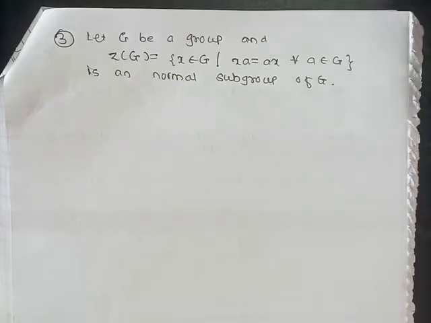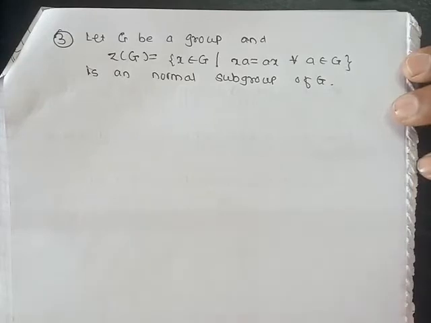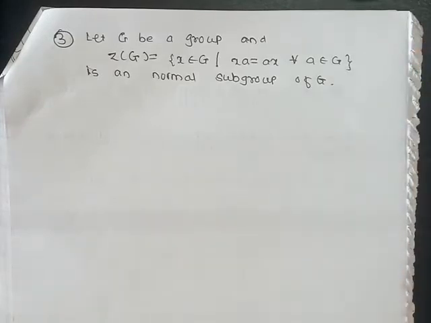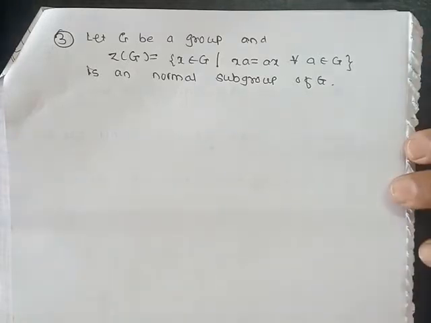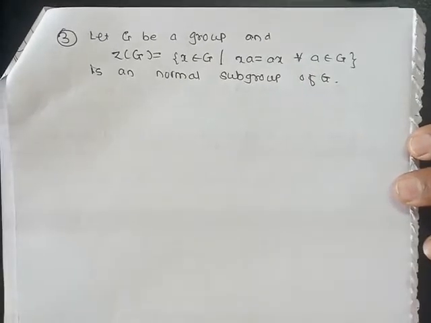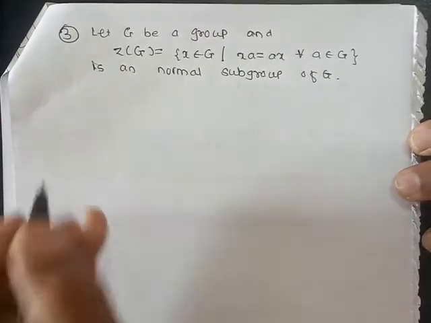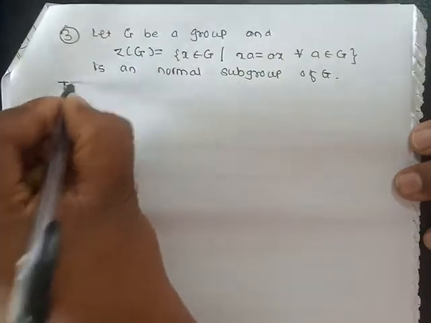So let us discuss important properties of a normal subgroup. The first theorem we are going to discuss is related to the definition of a normal subgroup, and that theorem states the necessary and sufficient condition for a normal subgroup. Let us see the statement of that theorem.